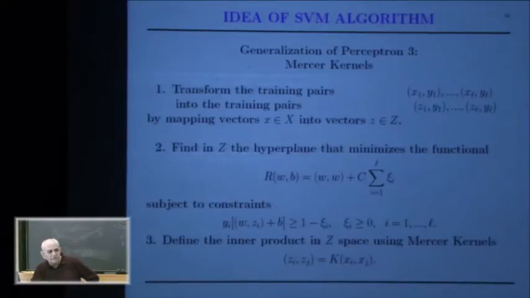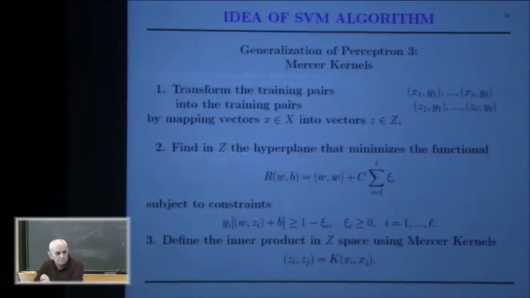Okay, I can do that, and my solution will depend on the inner product. And I can define the inner product using a Mercer kernel. Actually, the inner product in zeta space is some Mercer kernel in X space. I will not talk about that. It takes time. It is a reproducing kernel Hilbert space. I don't know if you know that.